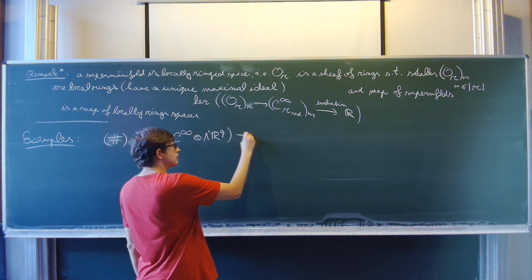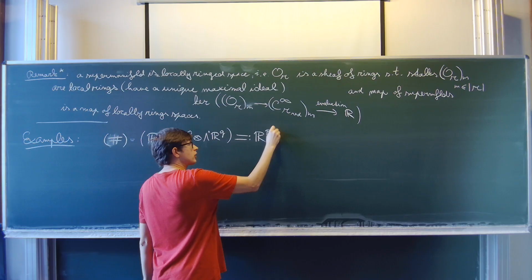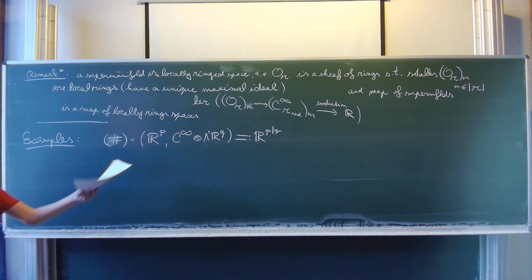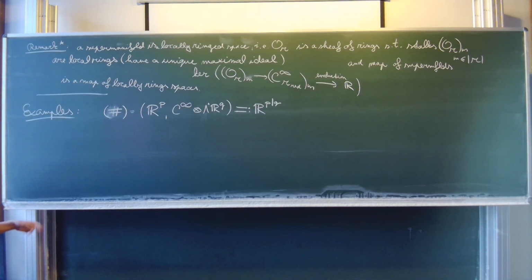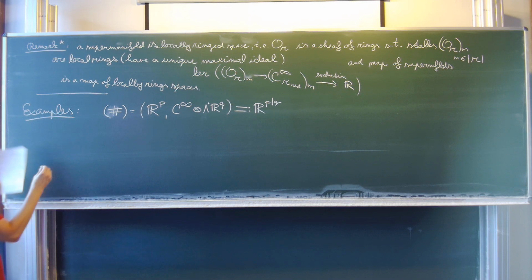And this deserves its own name, and this thing is called R^{p|q}. It's like the analog of the Euclidean space, or like an analog of these R^n's. And you saw that in the definition of supermanifold, the supermanifolds are things that are local like this. Okay, so this is kind of a basic example.